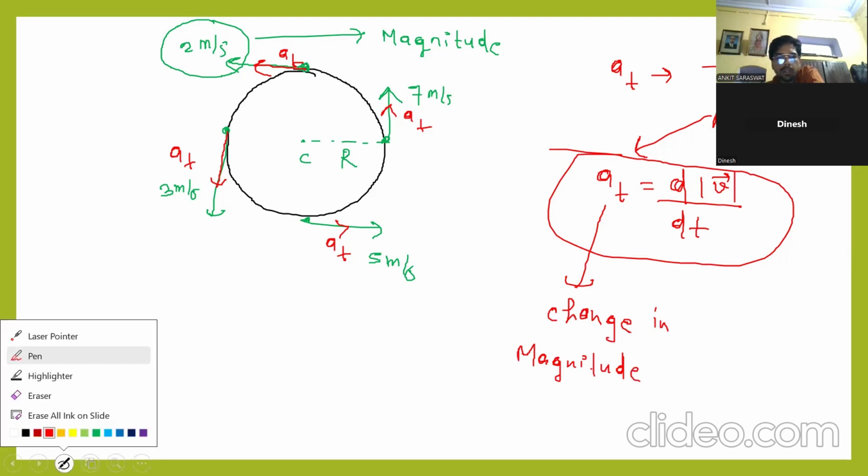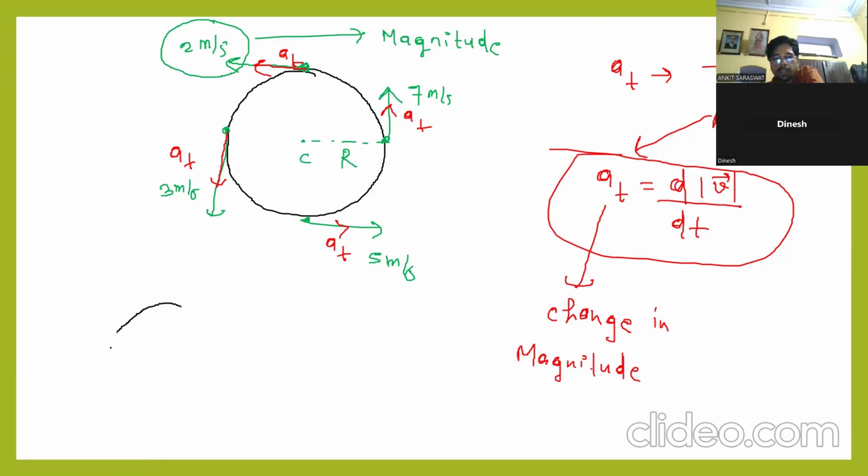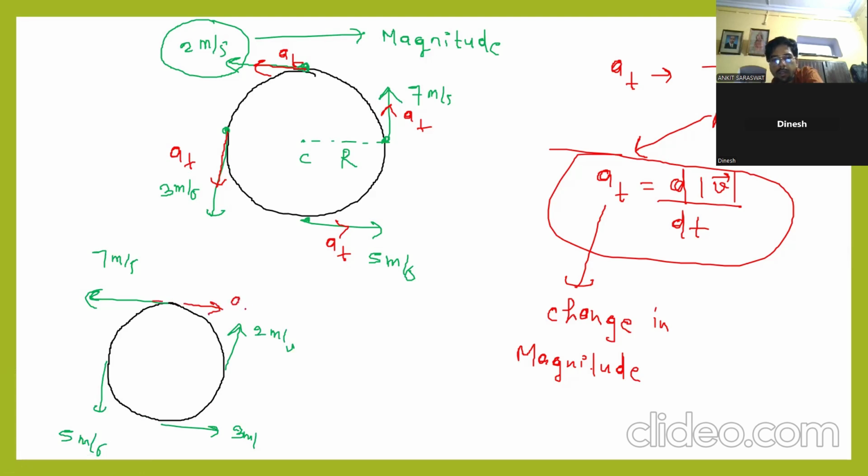Let us suppose the velocity is decreasing like this. Here the velocity is 7 meter per second, here 5, then 3, like this, here 2. So the velocity is decreasing because of this acceleration only, the change in the magnitude. Here the acceleration will be like this. It is retardation, like we have learned. Clear?